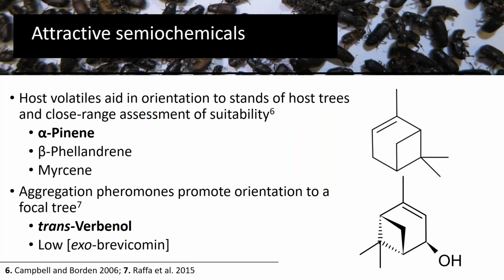Beetle-produced attractants include things like aggregation pheromones that promote orientation to a focal tree and facilitate that mass attack process that I introduced earlier. These aggregation pheromones include the female-produced aggregation pheromone trans-verbenol and low concentrations of the male-produced aggregation pheromone exo-brevicomin.